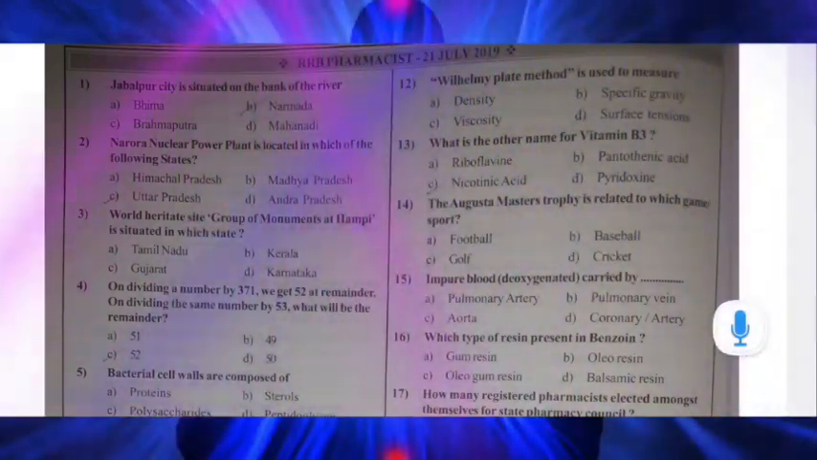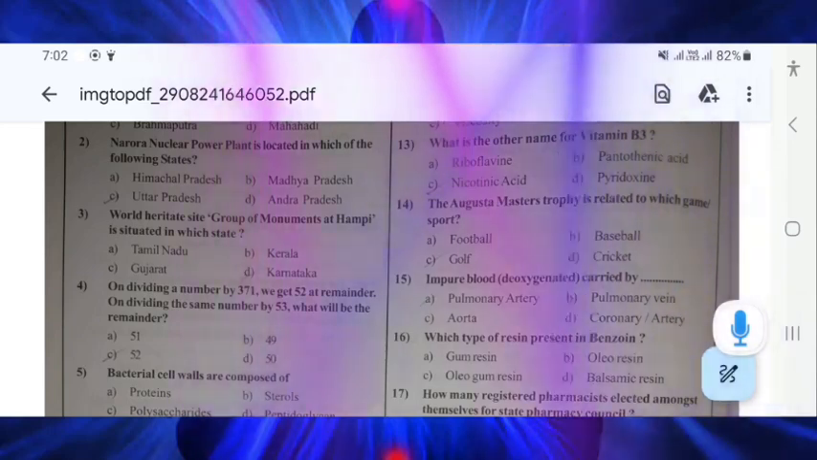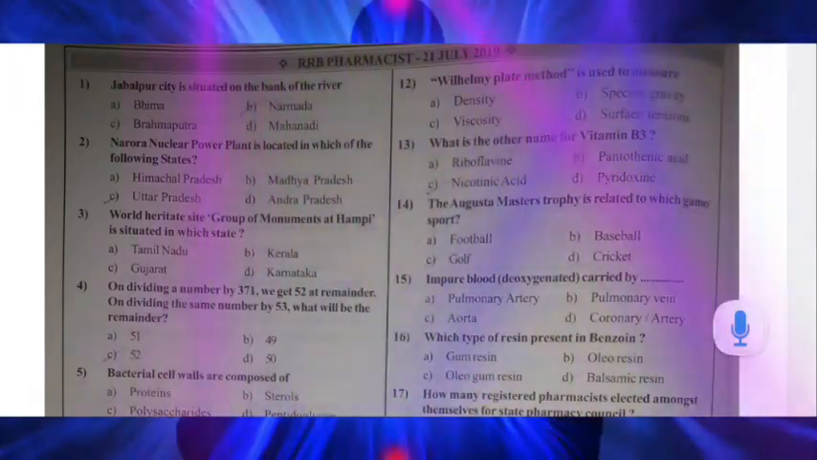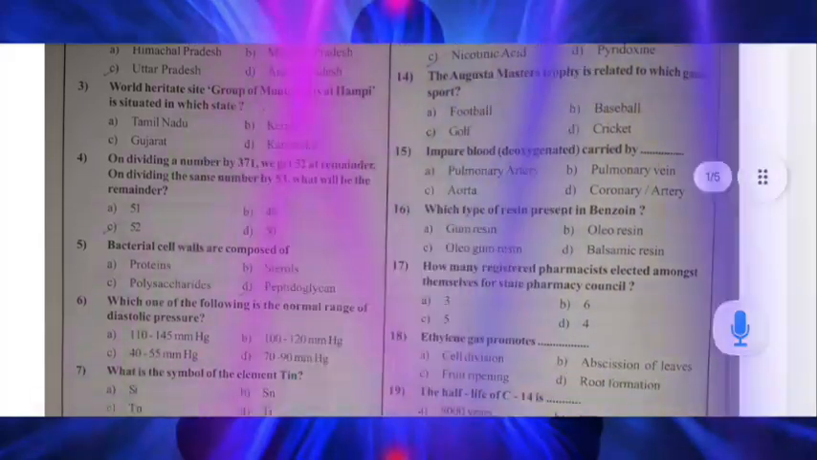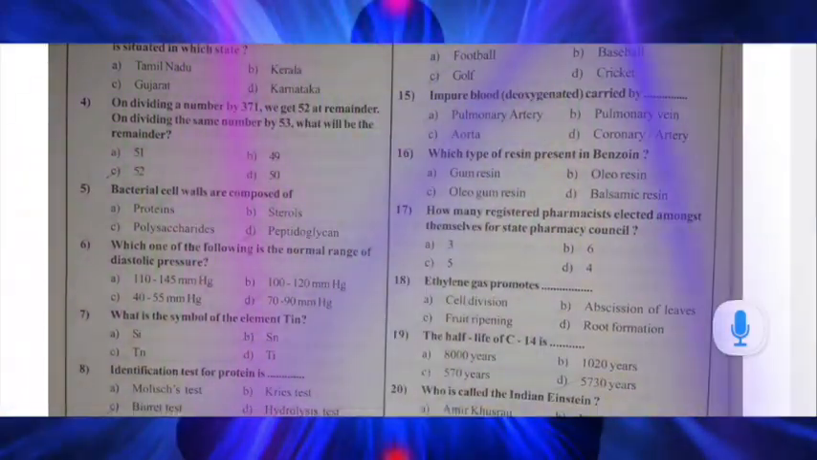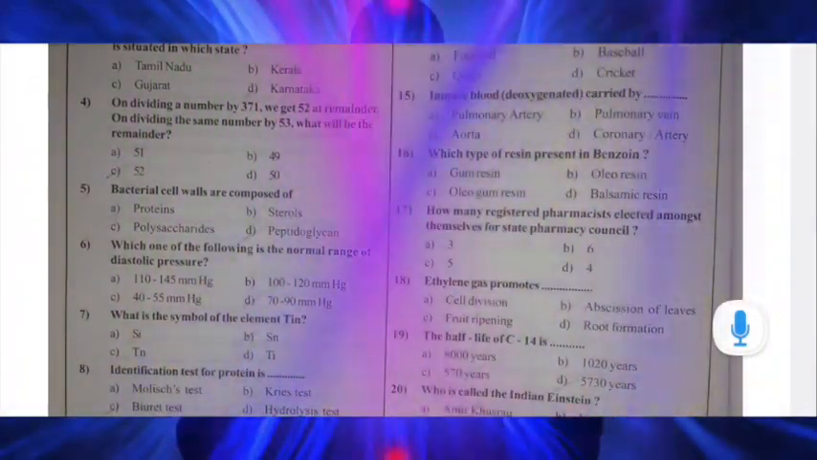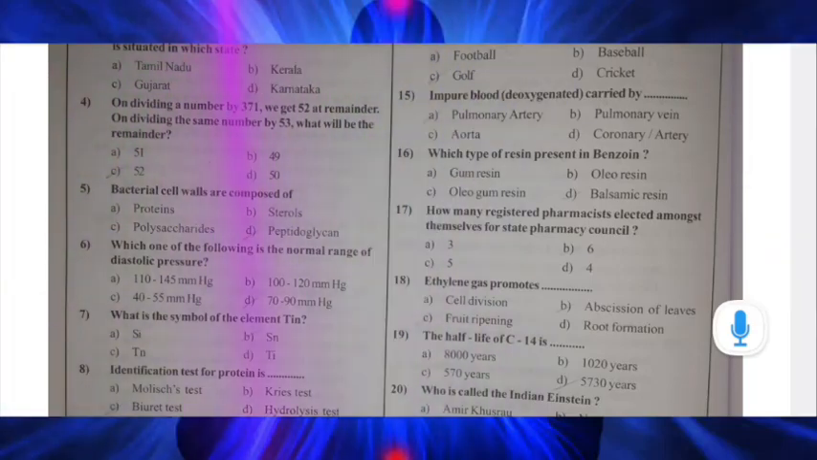On dividing a number by 371 we get 52 as remainder. On dividing the same number by 53, what will be the remainder? Answer: 52. Bacterial cell walls are composed of peptidoglycan. Which one of the following is the normal range of diastolic pressure? 70 to 90 mmHg.